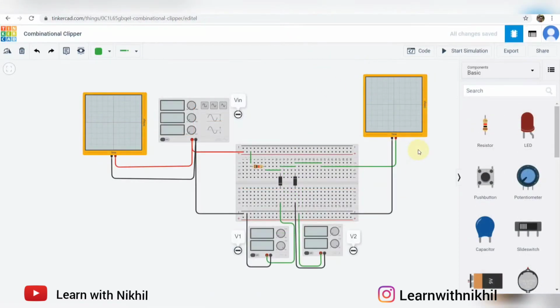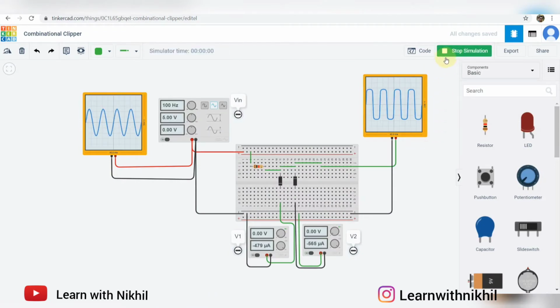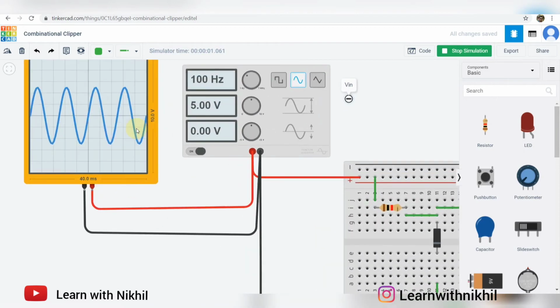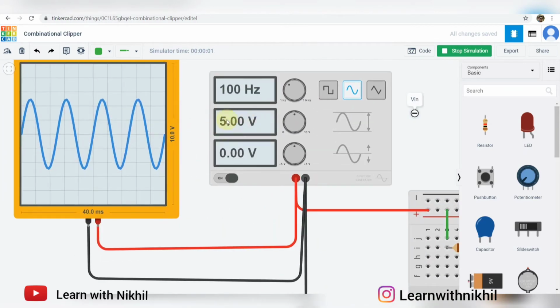Now for the readings of the combinational clipper, I'll just start the simulation first. So this is our input supply. We are providing 5 volts. This division is of 10 volts. So this is positive 5 volts, this is negative 5 volts. If I calculate the total height, the amplitude will be 10 volts.